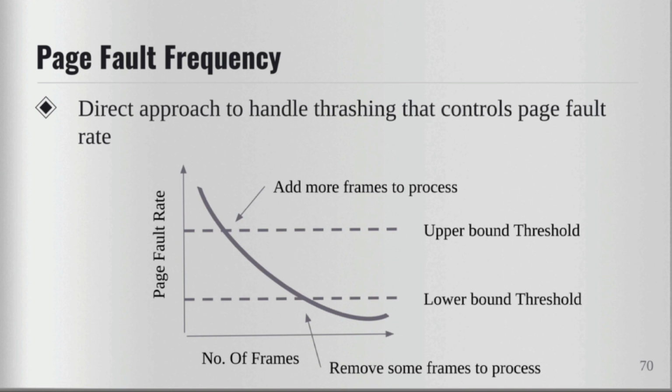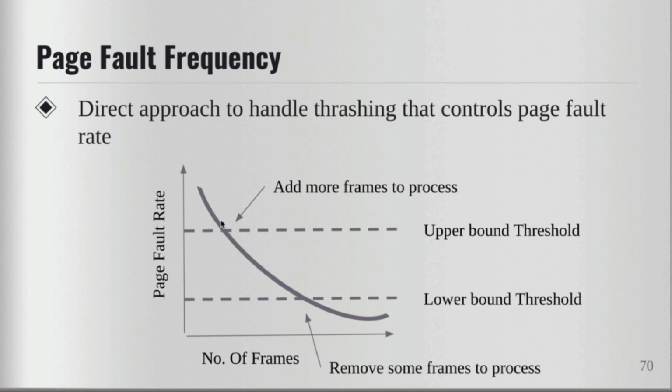And in this video, we learn about what is page fault frequency and how we can use it to solve the problem of thrashing. Page fault frequency is a direct approach to handle thrashing that controls the page fault rate. If we take a look at this example diagram, on the top we have page fault rate in this direction, and in this direction we have the number of frames in the memory.